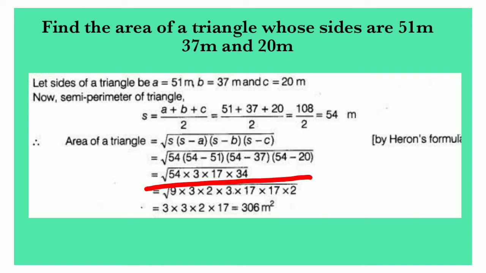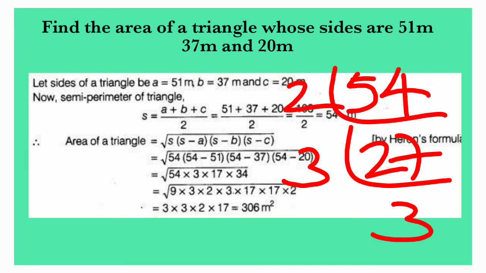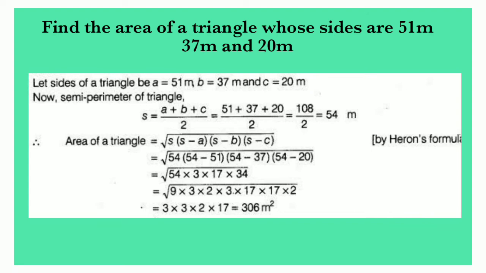Then factorize all the numbers inside the root. The first number is 54. This 54 can be written as 9 into 3 into 2. 3 is the same and 17 is the same. 34 again factorize, you will get 17 into 2. This 9 can be factorized again, so 54 can be written as 3 into 3 into 3 into 2. That is also correct, but for easy calculation I write 9 here.